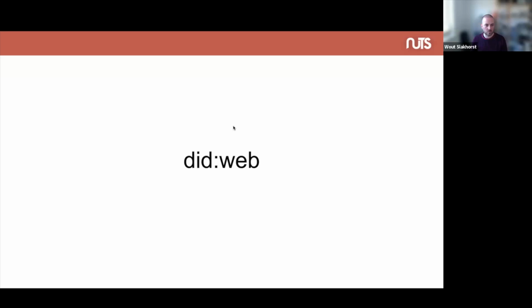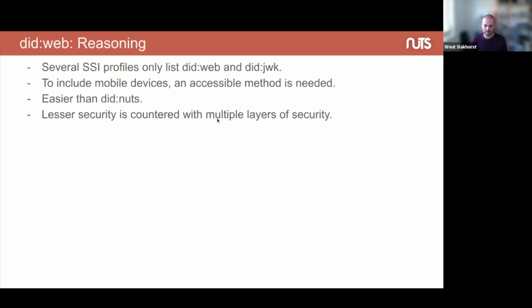Okay, so we'll move on to the DID web part. Why DID web? Why not DID Ion, which is a Microsoft thing? Why move away from DID Nuts? There is quite a long list of DID methods. I believe it's over 100 different methods long.